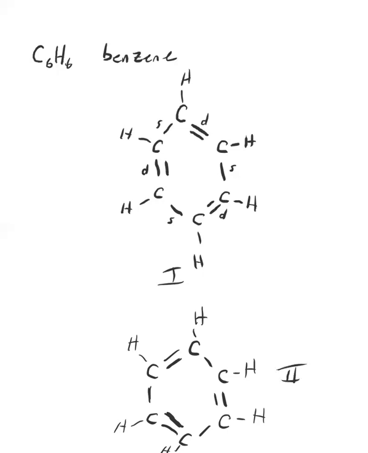Okay. So the only difference between 1 and 2 is where the double bonds are. Instead of starting here at the top, let's count them. 1, 2, 3, 4. Those are the carbon atoms, 5 and 6. Instead of the double bond being between 1 and 2, 3 and 4, and then 5 and 6, the double bond here is between 2 and 3, 4 and 5, and then 6 and 1, right? So it's been pushed over. Those are the two structures.